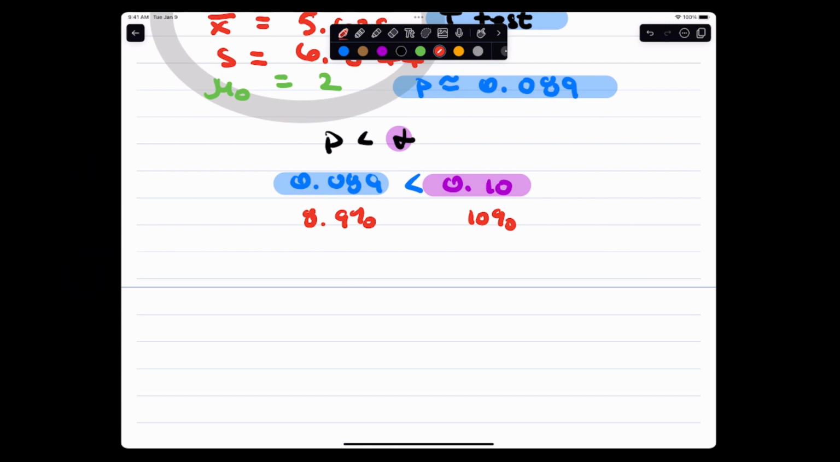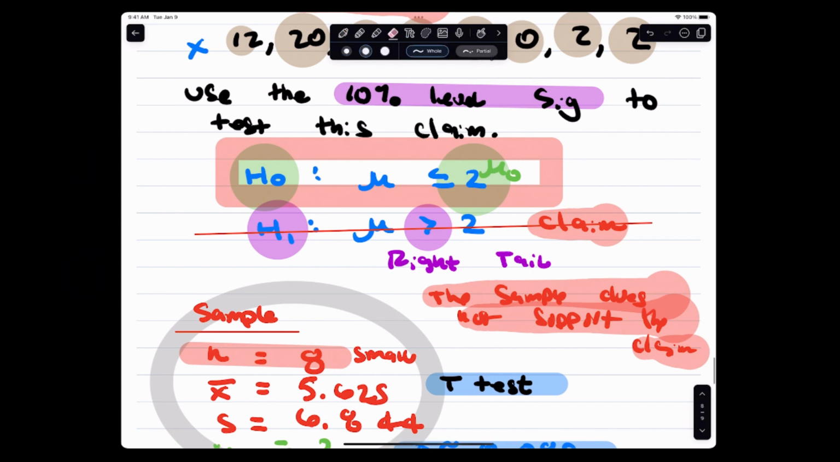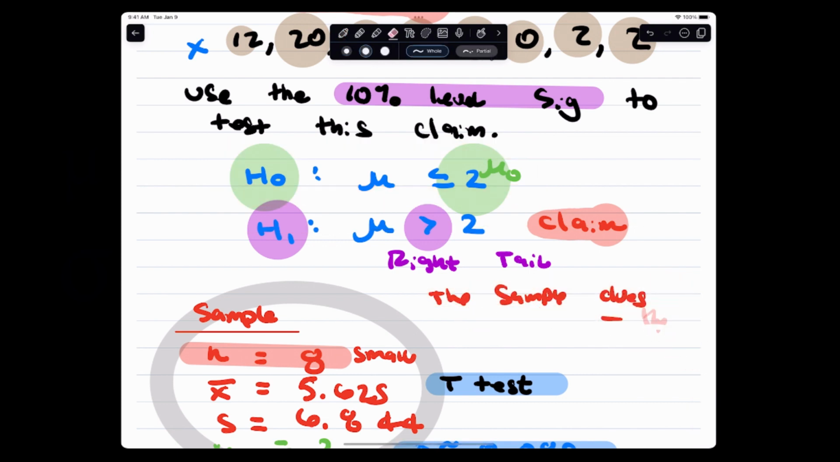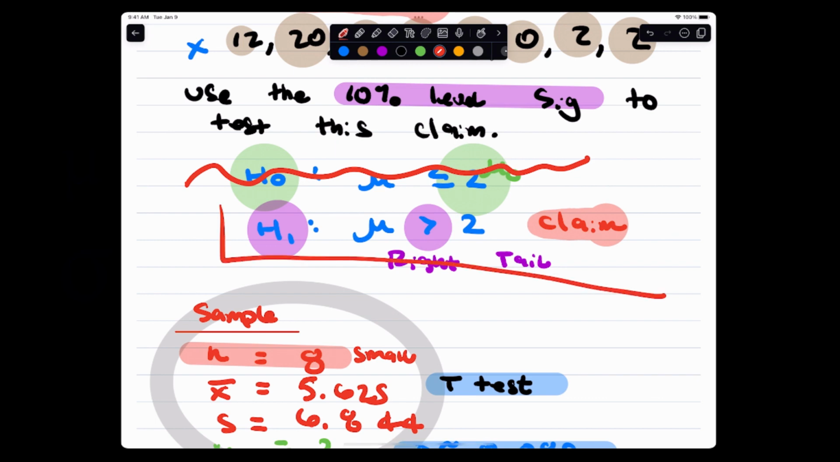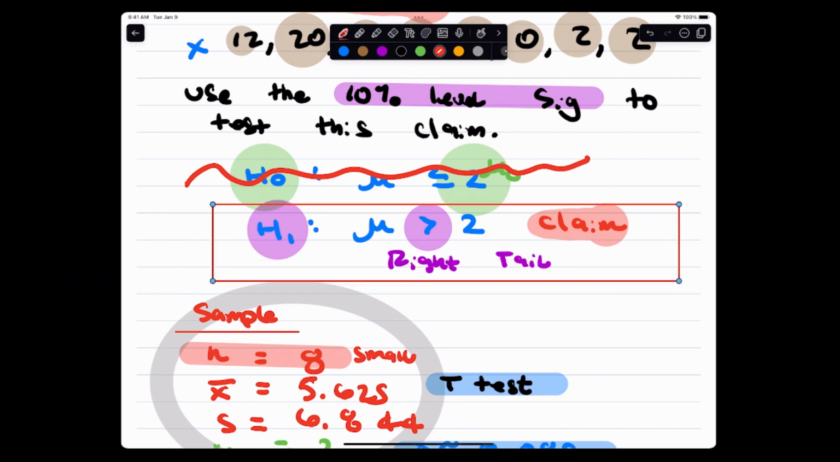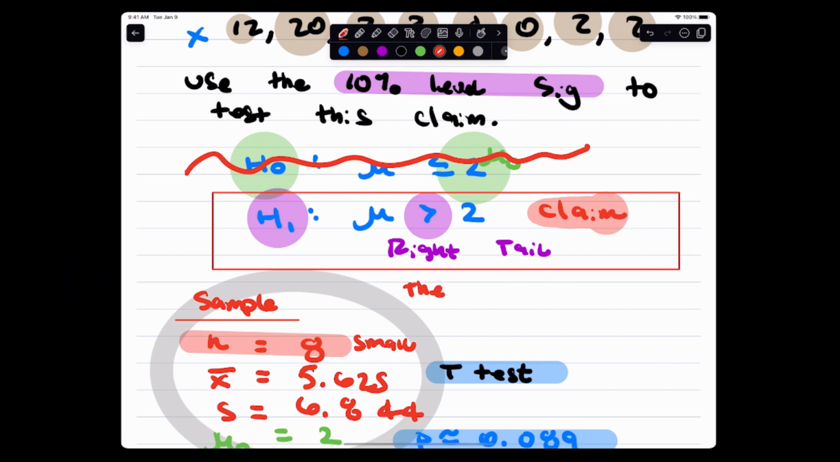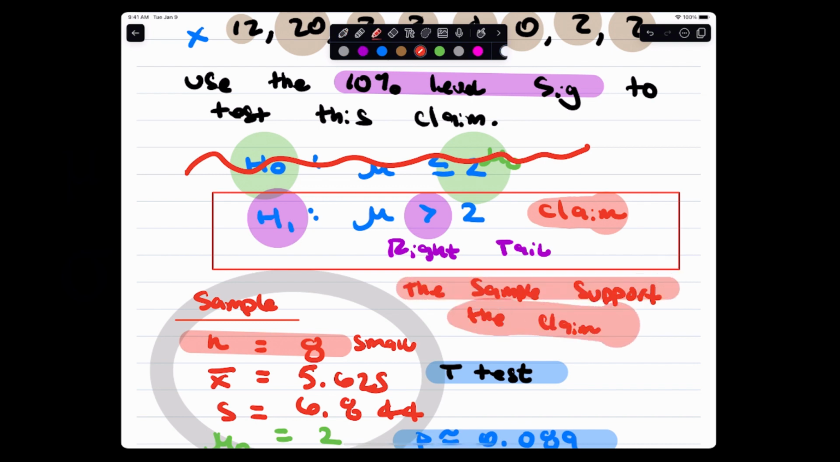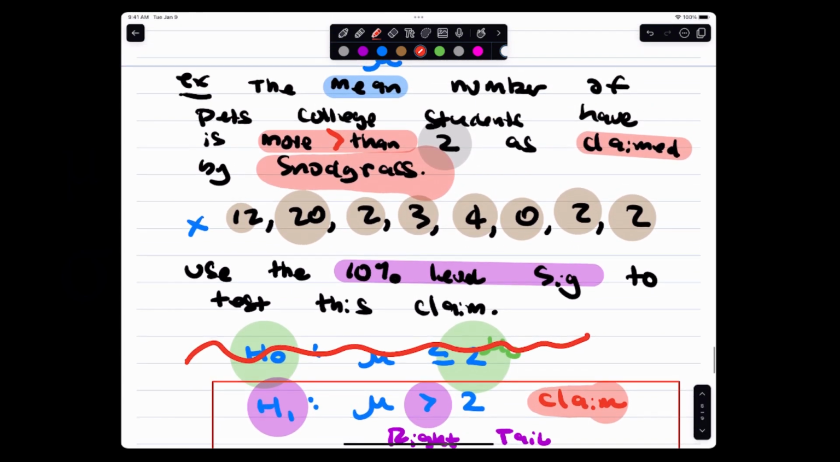That means the p-value is low. The null what? Has to go if that p-value is smaller than 10%. So that's enough, ladies and gentlemen, to change your what? Conclusion. The null has to go, and you're accepting again the what? The alternate. And in this case, the sample will support the claim that students have more than 2 pets.